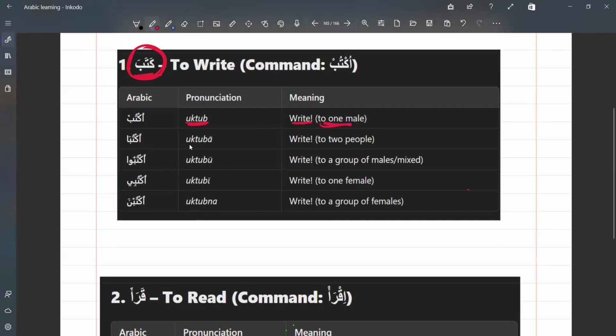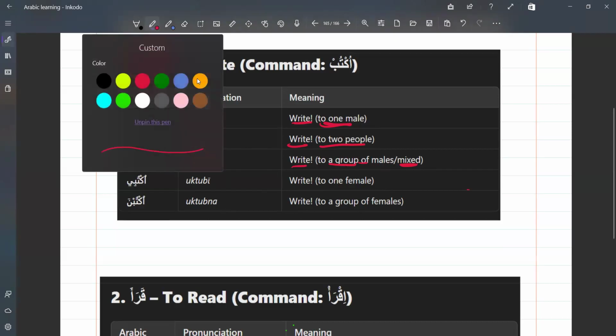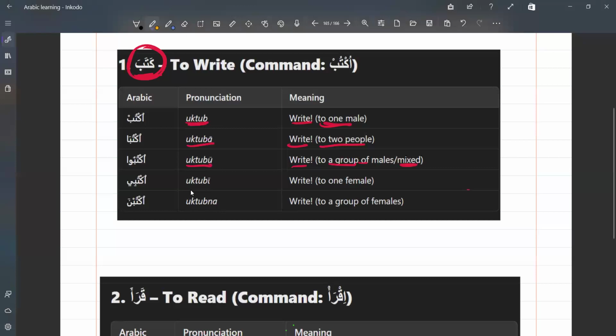Then comes the word uktuba. Uktuba, meaning write, but to two people. Then comes the word uktubu, meaning write to a group of males, or it can be mixed even, right? Male or female combined, but usually used for males. Then comes the word uktubi. Uktubi means write, but to one female.